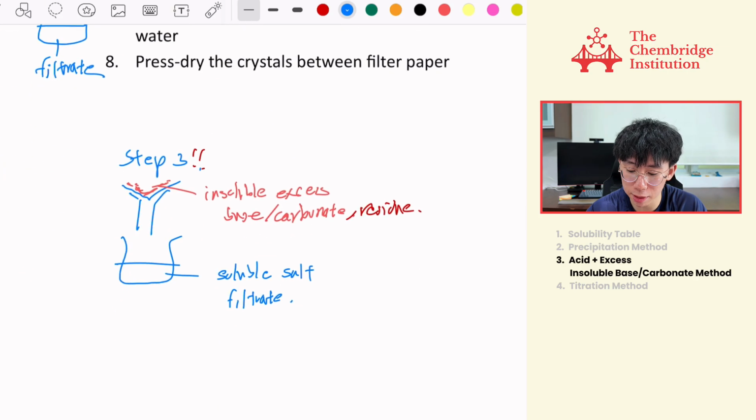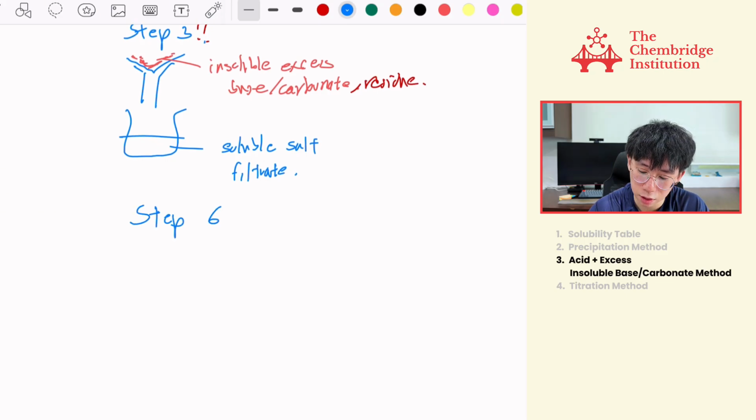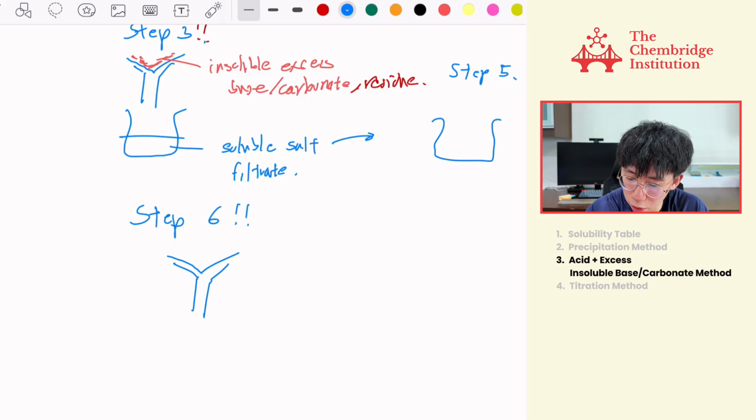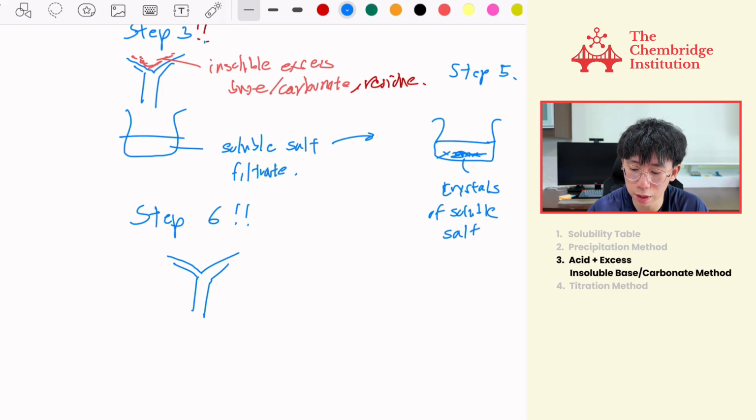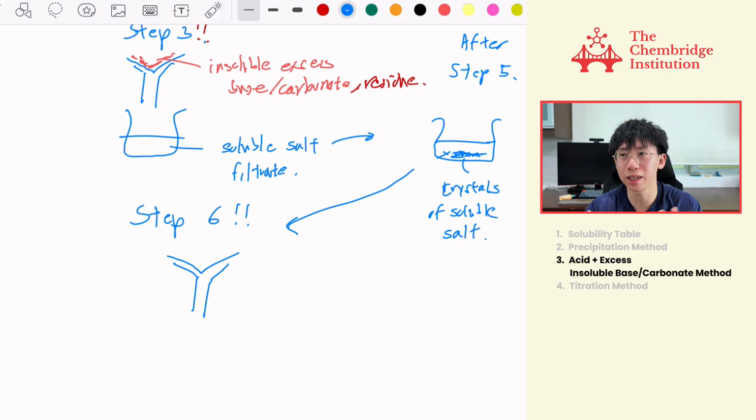So you can imagine this is what happens in step 6. For step 6, what we're going to do is filter again. Basically, this soluble salt filtrate after step 5, you will still have some saturated solution left inside, but you're going to get little crystals. These are crystals of our soluble salt after step 5, and then we are going to filter it afterwards, so we can collect the crystals of our soluble salt, because again, we generally want to create and collect solids.